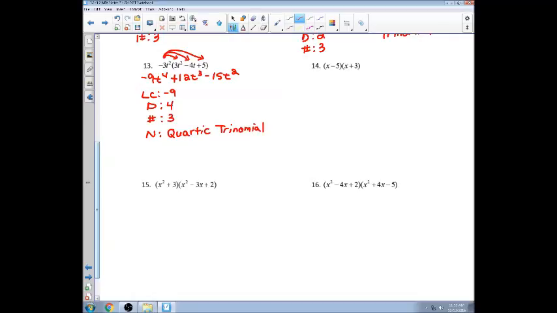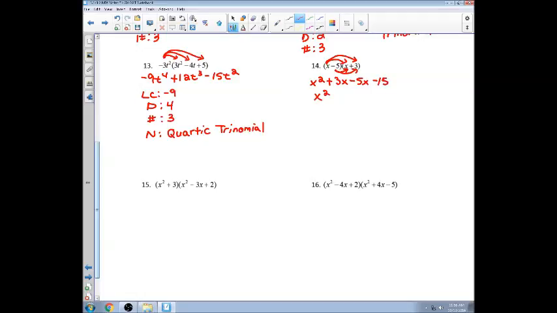On to 14. We're going to use double distribution or FOIL here. So x times x is x squared. X times 3 is 3x. Negative 5 times x is negative 5x. Negative 5 times 3 is negative 15.